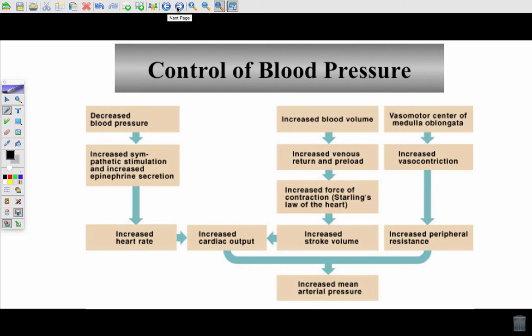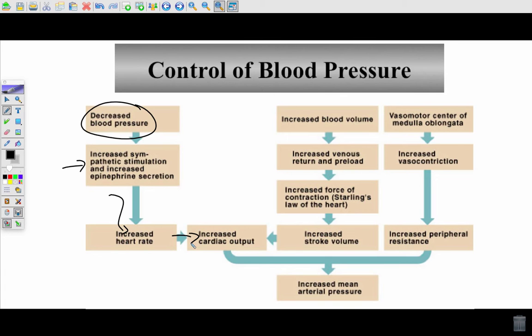Okay, control of blood pressure. We're really just going to look at the two things on the outside here. So when blood pressure decreases, that causes our sympathetic nervous system to secrete epinephrine. Remember epinephrine, one of those fight or flight hormones, will cause the heart rate to increase. So we are increasing the heart rate, which increases cardiac output.